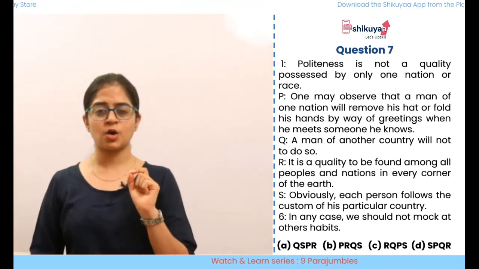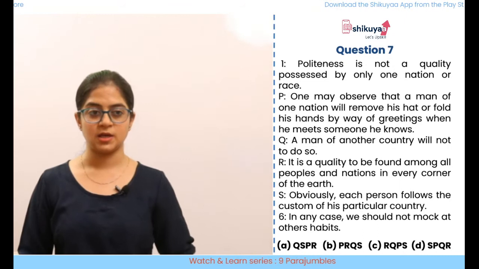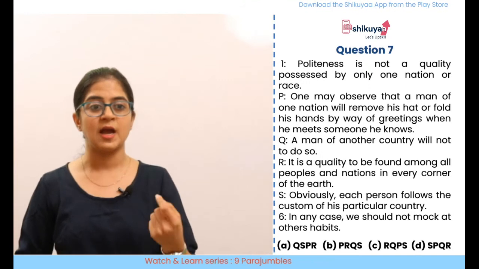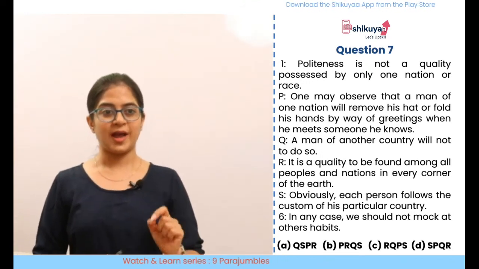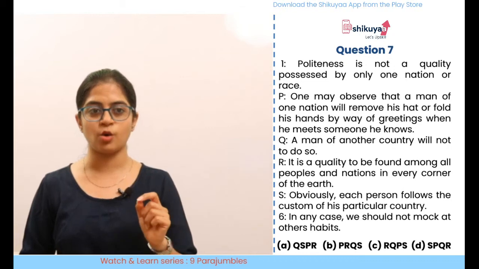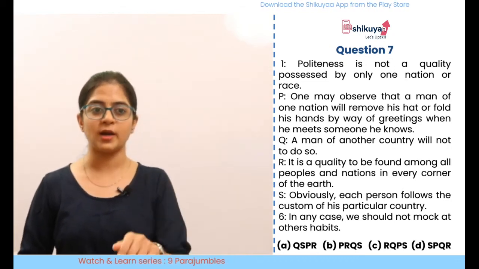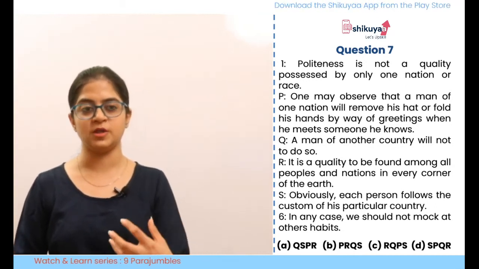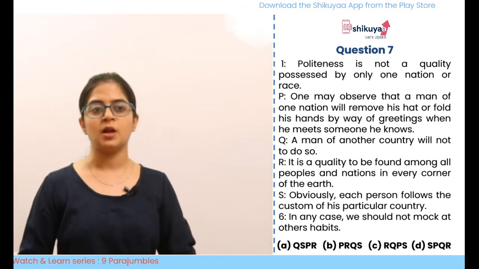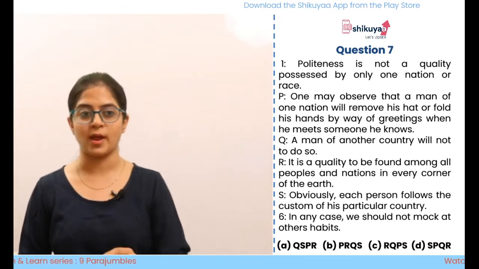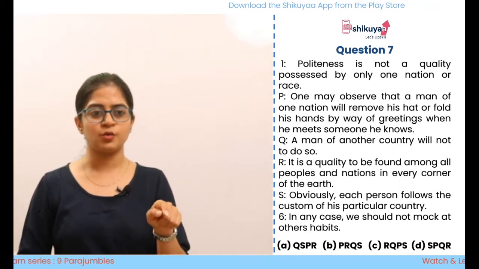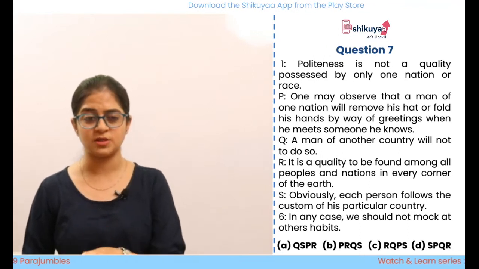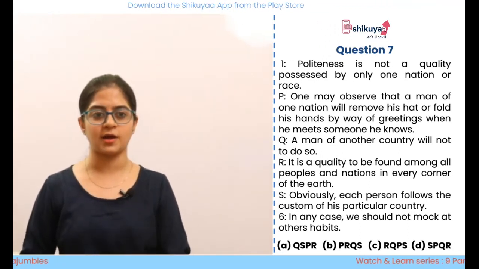Okay, now let us go and search for the opening sentence. The opening sentence we can come up with is sentence R, right? Politeness is not a quality possessed by only one nation or race. It is a quality to be found among all people and nations in every corner of the earth. This is the most suitable sentence to follow sentence 1. Okay, so let us find which options say that R is the opening sentence. If you see in the given options, only option C says that R is the opening sentence.